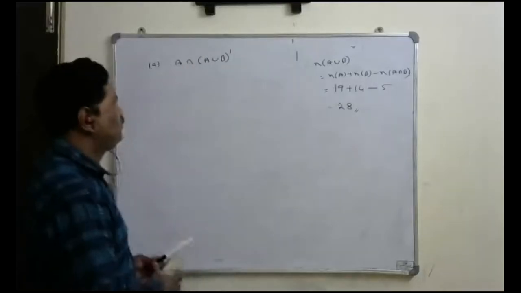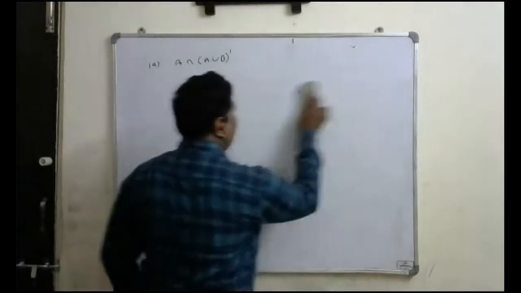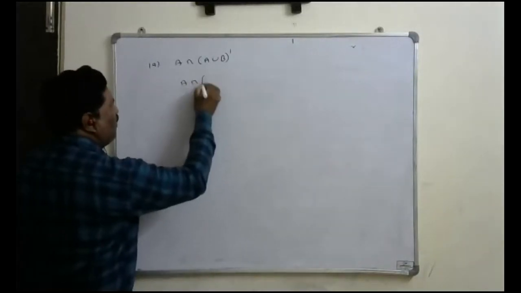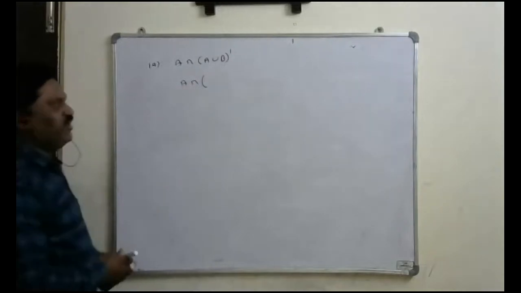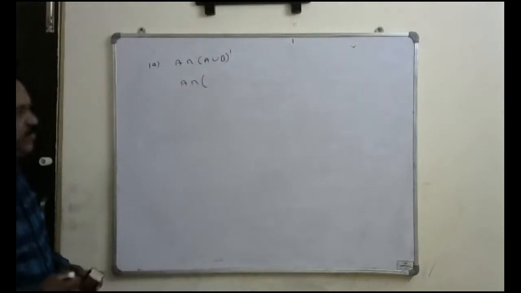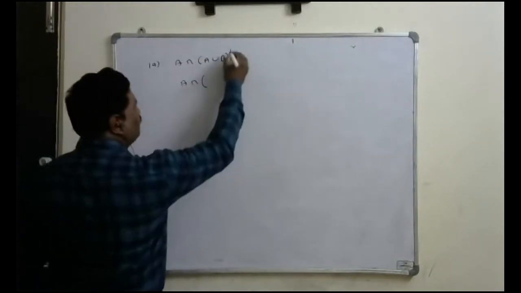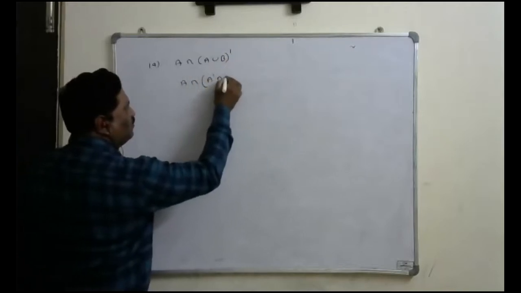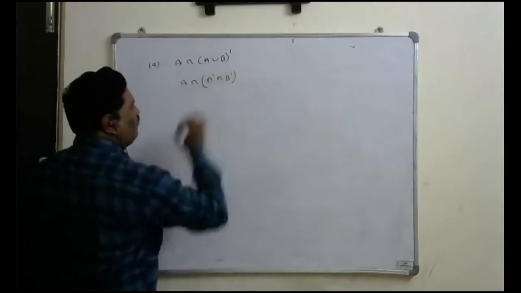Just observe here. To find this, from De Morgan's law, A intersection (A union B)' — how do you write it? From De Morgan's law, the whole dash is there, so it is A' intersection B', and the outer A intersection stays. Like that we can write it.